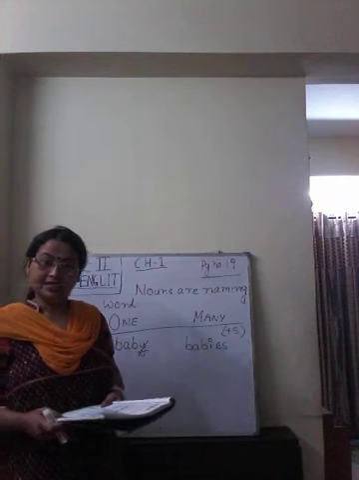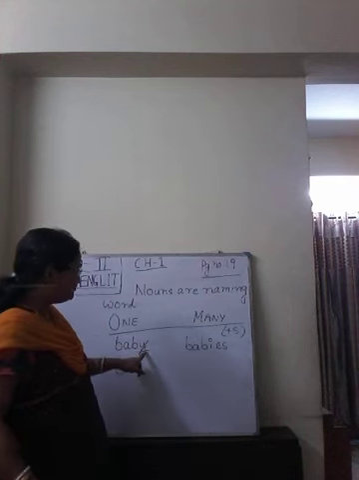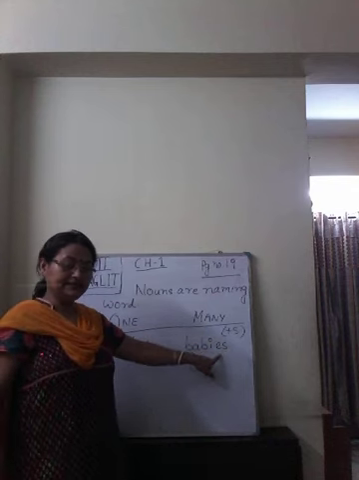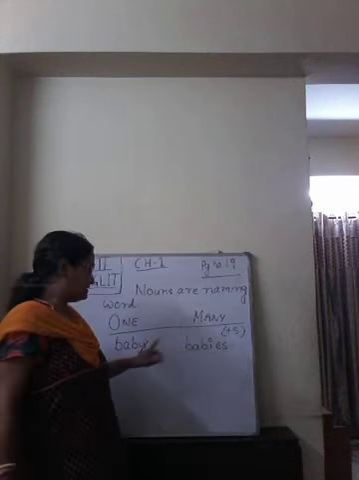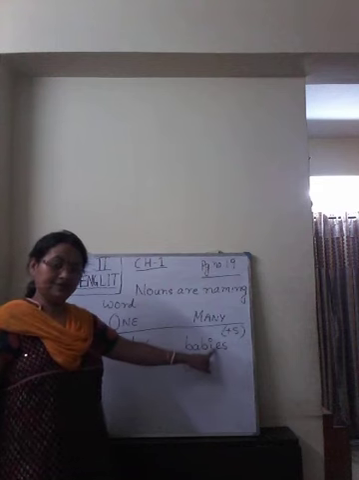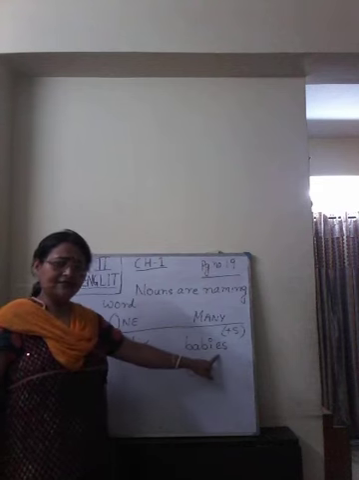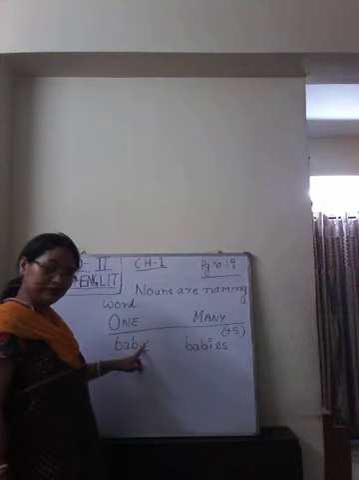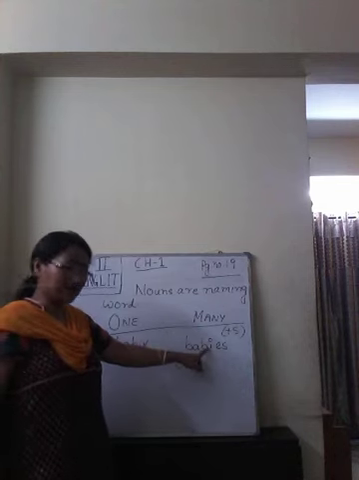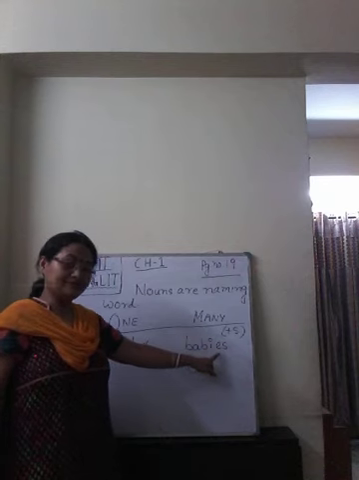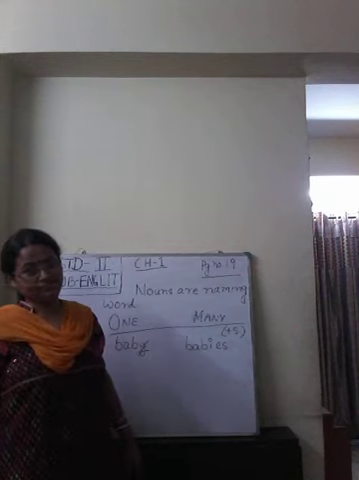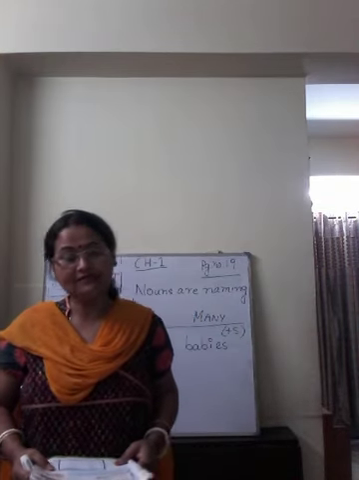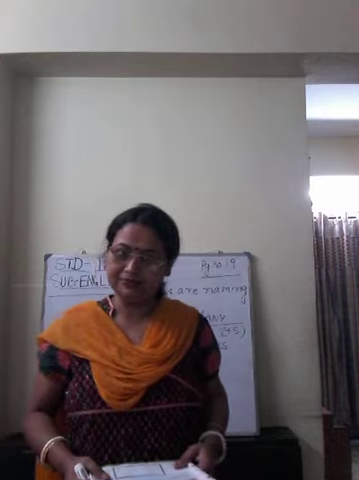It will become babies. I have replaced Y with I, then I have added ES. It has become from baby to babies. Clear? Wherever you find such words, you will have to replace Y with I, and then you have to add ES to it. Okay, this is a rule, and you have to follow this in English.